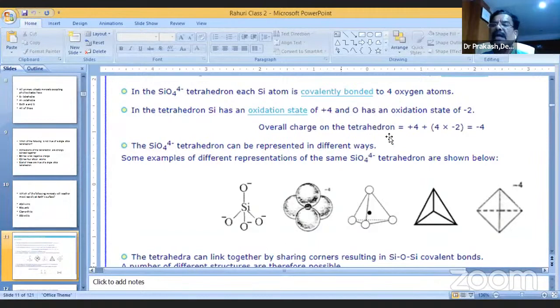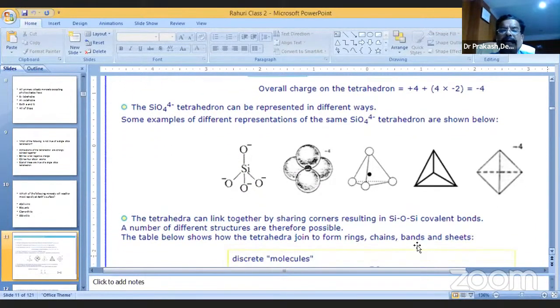Overall charge on the tetrahedron is +4 plus 4 into -2, right? 4 into 1, so that becomes 4 only, and 4 into -2 becomes -8, so -4 negative charges. The SiO4 tetrahedron can be represented in different ways, so ball and stick model, triangular, and all those things. So now coming to the next point, the tetrahedra can link together by sharing corners, resulting in Si-O-Si covalent bond.